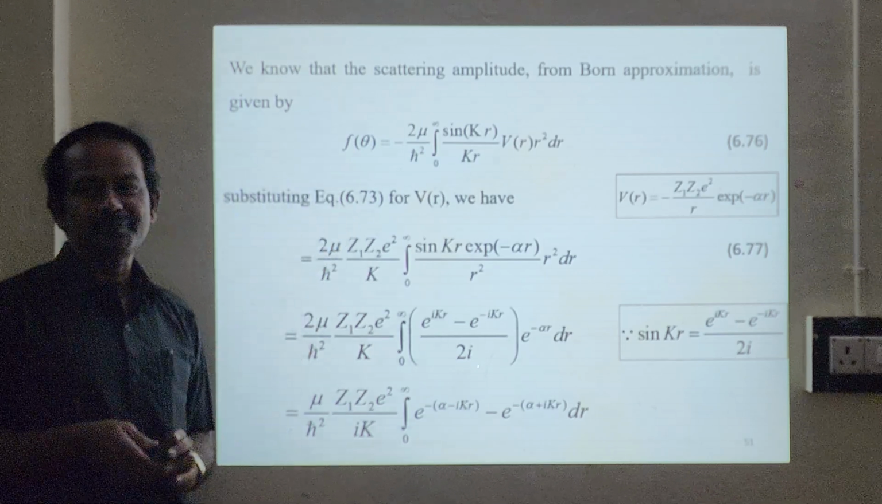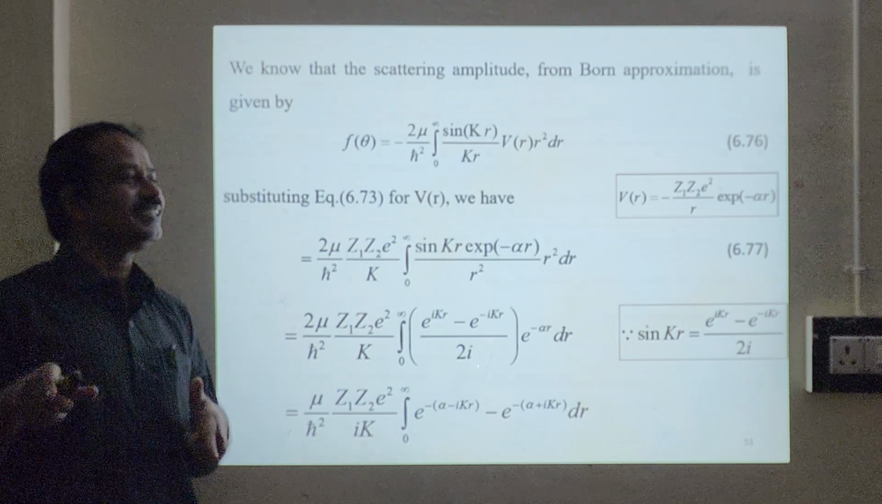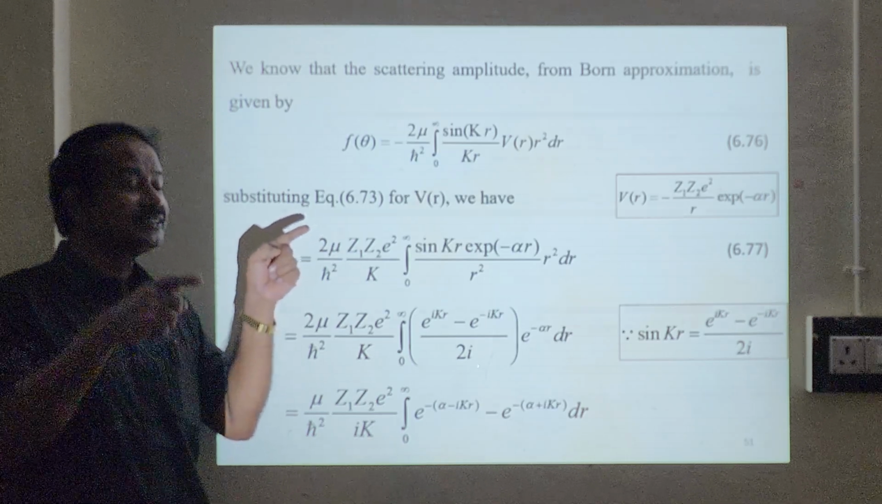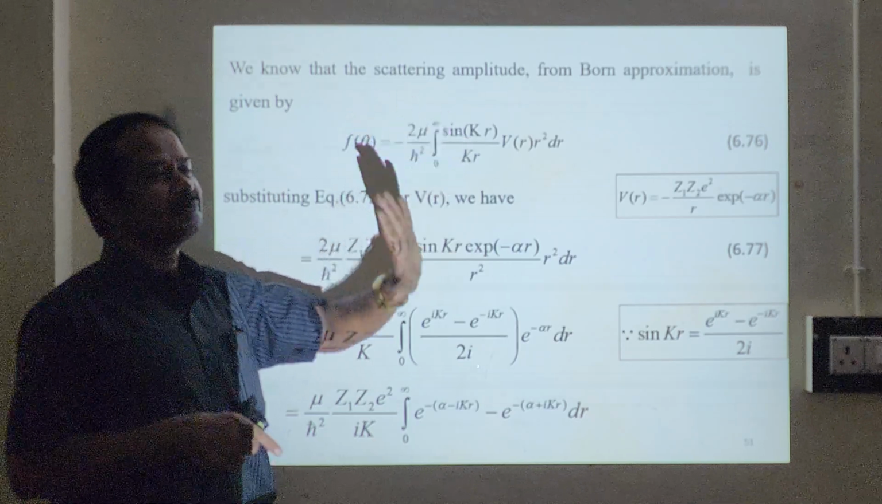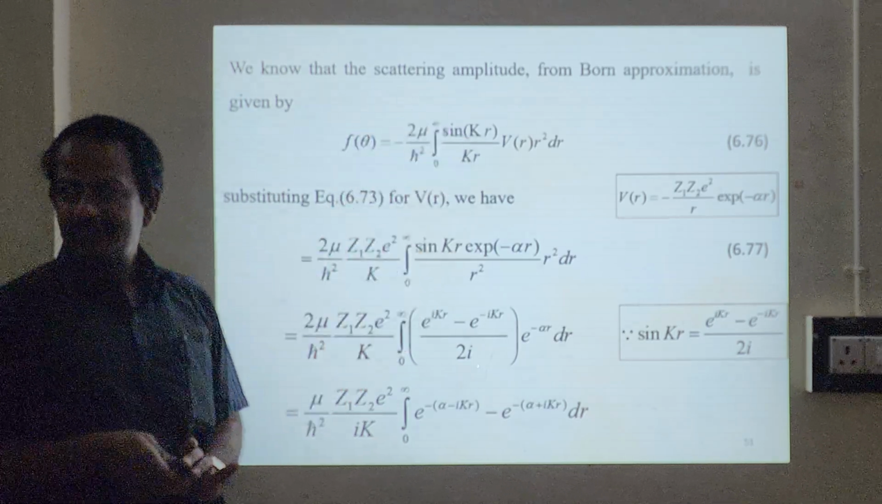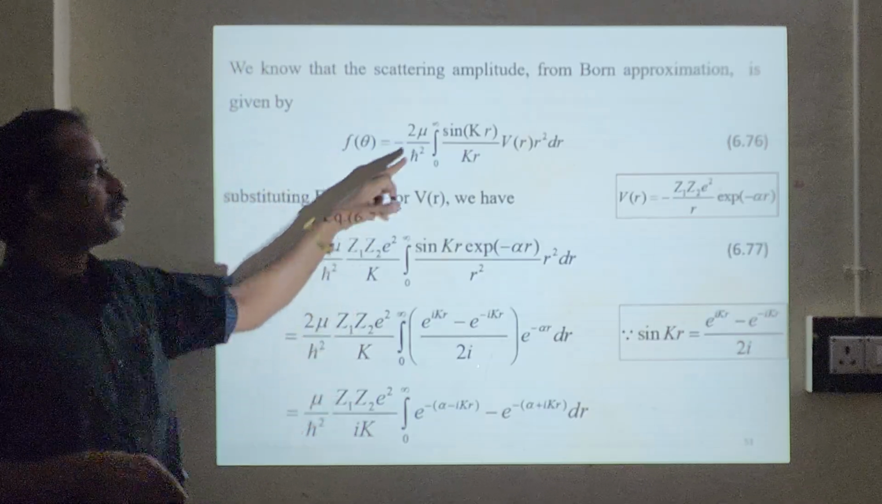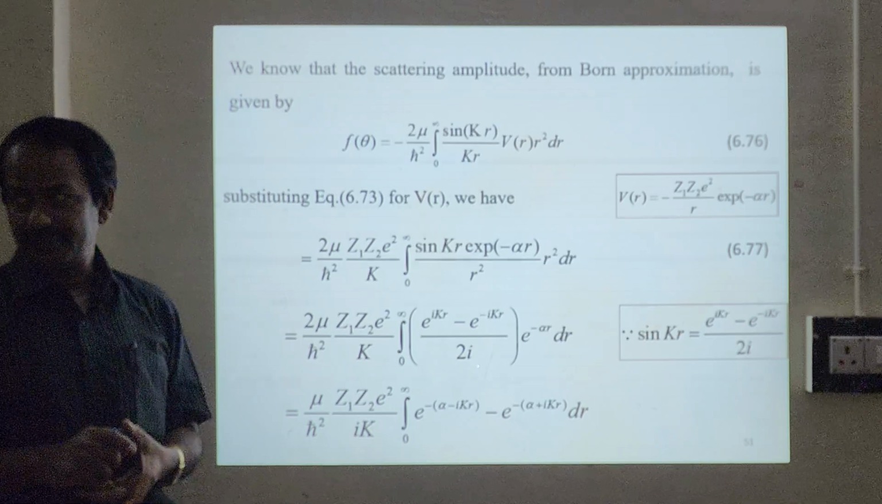What is this capital K? Incident minus scattered, which is the relative wave vector, which we have written as del K. Can you remember del K? Instead of del K we have written capital K, that's all. So capital K is the relative wave vector, K naught minus K.